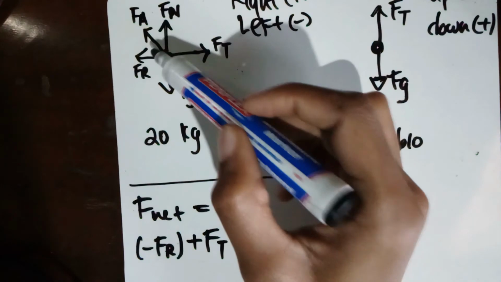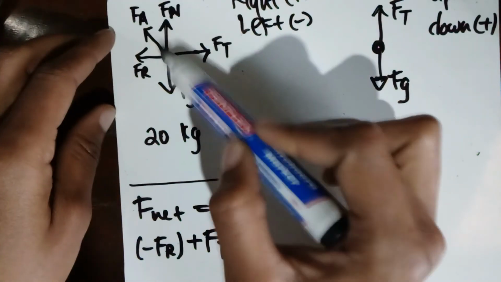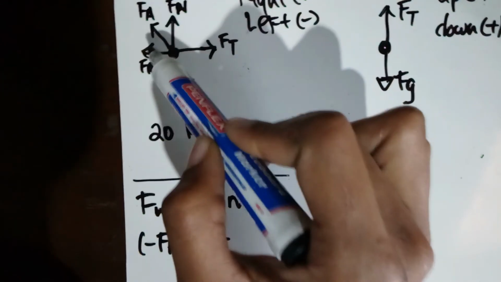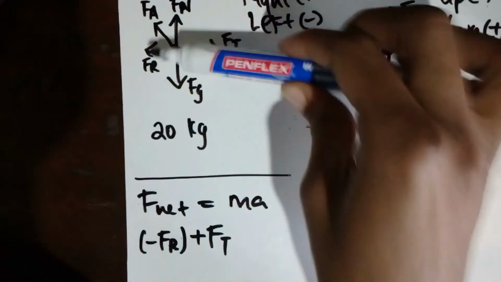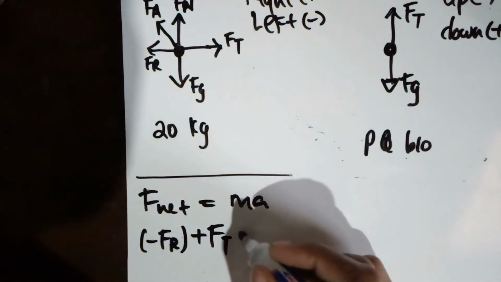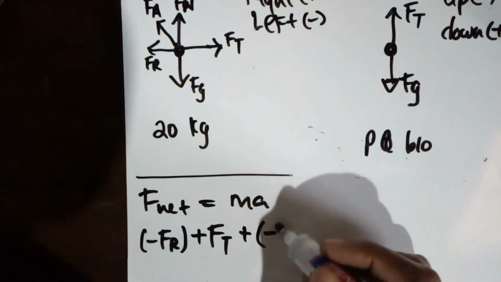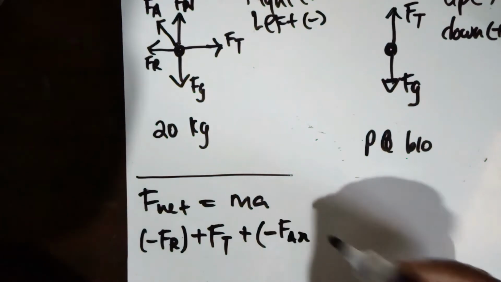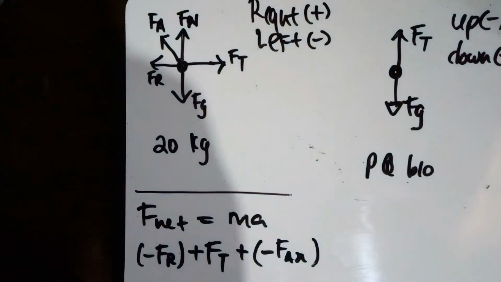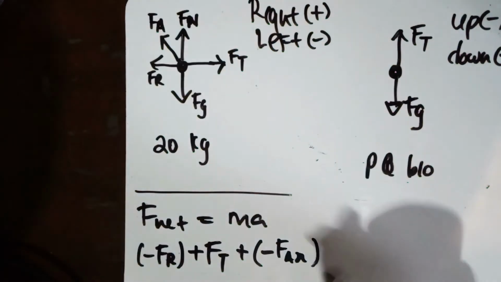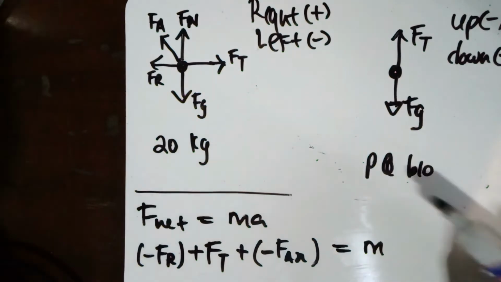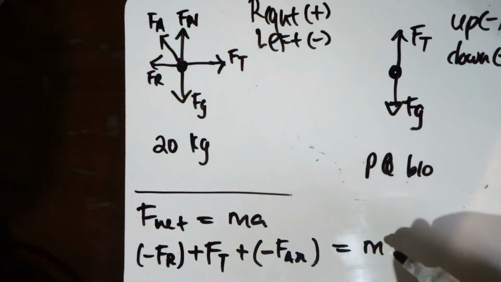But also remember, this force is acting at a diagonal angle. We have to resolve it into its x and y components. So the x component will also be facing that way, meaning that it will also be negative. So it will be negative Fa x. I've already shown you how to resolve that into its x and y components, and then this entire thing will be equal to ma.